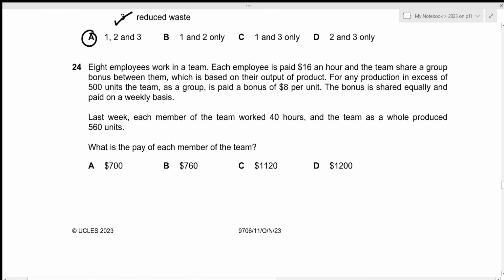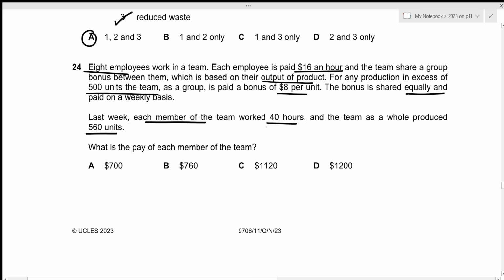Now for the 24th question, 8 employees work in a team. Each employee is paid 16 an hour and the team share a group bonus between them, which is based on their output of product. For any production in excess of 500 units, the team as a group is paid a bonus of 8 per unit, and the bonus is shared equally and paid on a weekly basis. Last week, each member of the team worked 40 hours and the team as a whole produced 560 units. What is the pay of each member of the team?